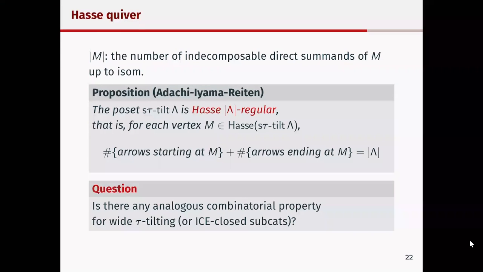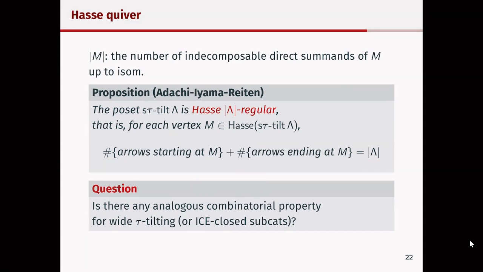Then Adachi-Iyama-Reiten's paper showed, by using the theory of mutation, that this poset is Hasse regular. This means that for each vertex M, or each support tau-tilting module, the number of arrows starting at M and arrows ending at M is constant for every M, and the number is equal to the number of indecomposable projective modules. So the underlying graph is a regular graph.